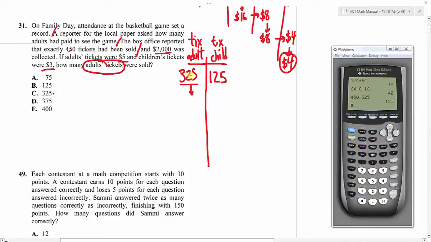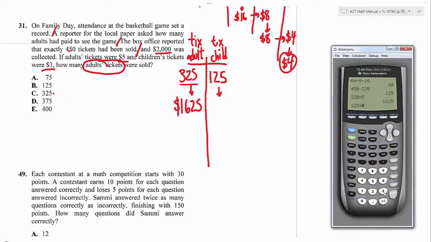If adult tickets were $5 a piece and there were 325 sold, that means 325 times 5 equals $1,625. So there was a total of $1,625 taken in from these adult tickets. And then remember, the children's tickets were $3 a piece. So that's 125 times 3, and that's 375.